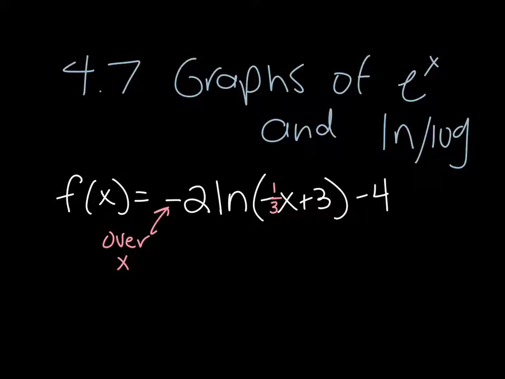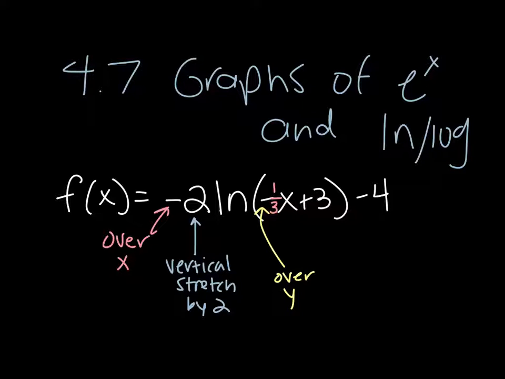What's the 2 do? This is a vertical stretch by 2. So remember, vertical stretch, we don't change. What's the negative inside the parentheses do? Good. This would flip it over the y. What's the 1/3 in front of the x do? Good. This is a horizontal stretch. And it's always the reciprocal, which in this case would be 3.